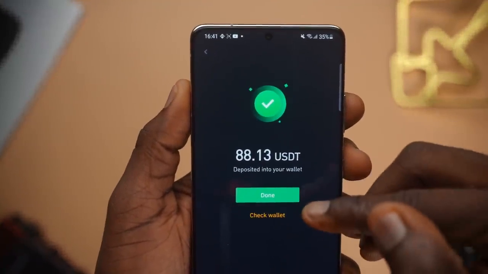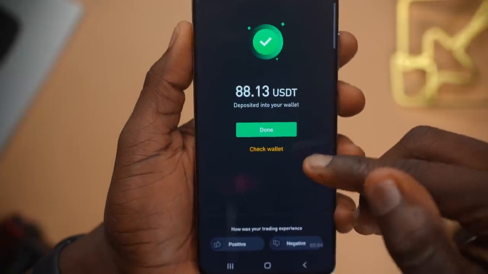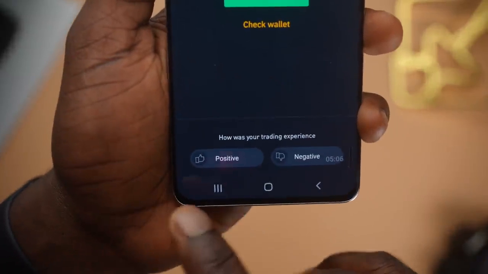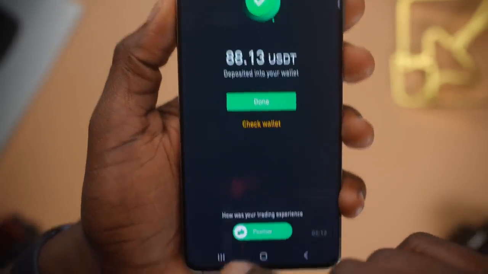And that's pretty much it about buying cryptocurrency or any token. I can simply rate this person positive or negative. Of course, I didn't have any issues with this person, so I'll rate them positive, and that's about it for buying.